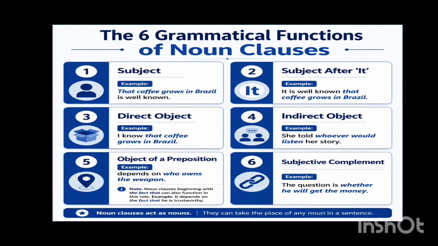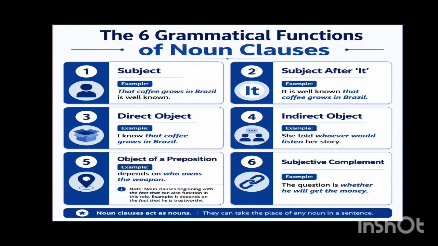Yes. It can become direct object. For example, I know that coffee grows in Brazil. Here the clause answers the question, I know what? Yes, that coffee grows in Brazil. It can become indirect object. For example, she told whoever would listen her sad story. This structure is less common, but it's grammatically possible, okay?